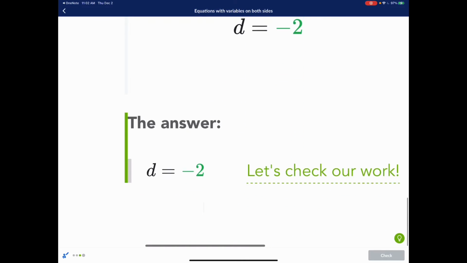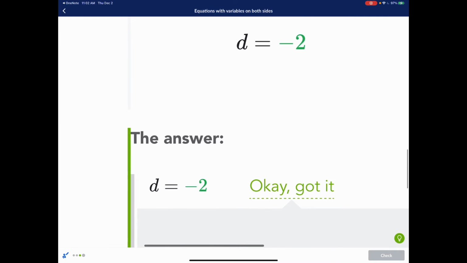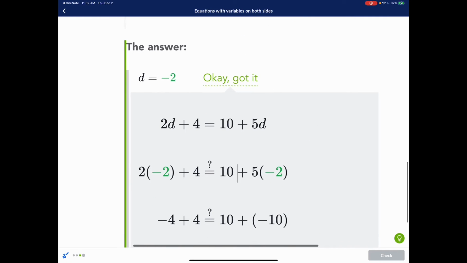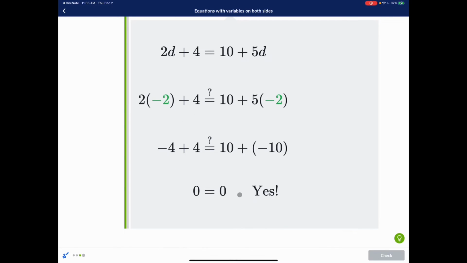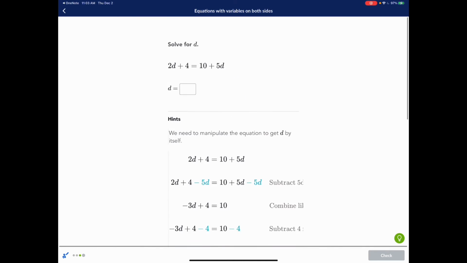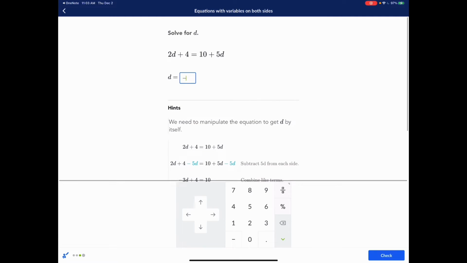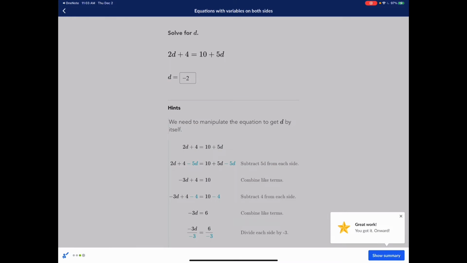And then he actually checks the work. And then he puts in the negative 2 on both sides. And then he gets 0, 0, like we did there. Okay, so that is the answer for this one. We got negative 2. And then we're good to go.